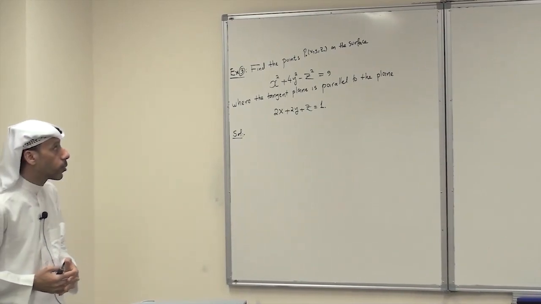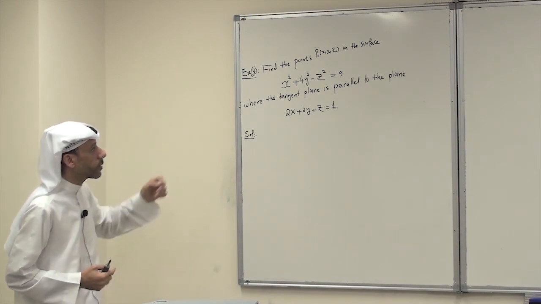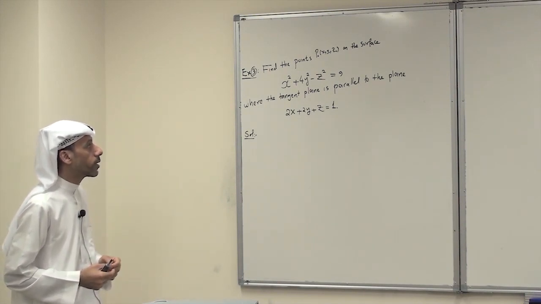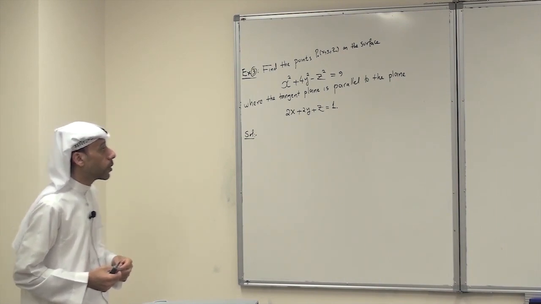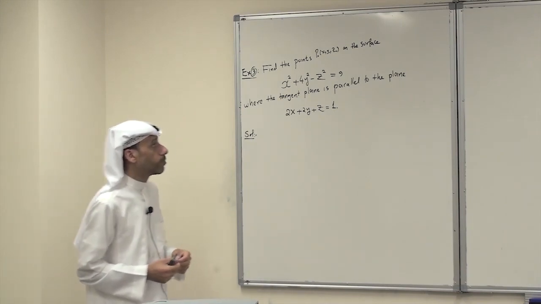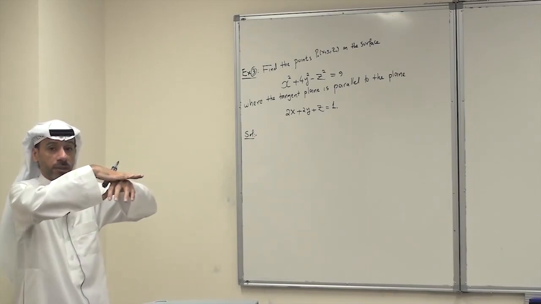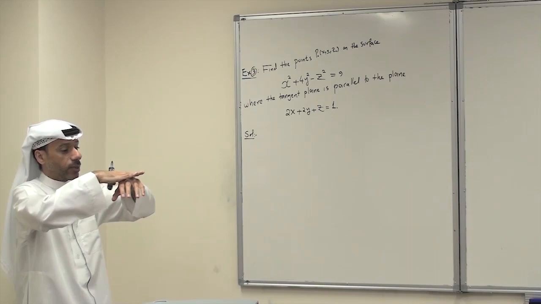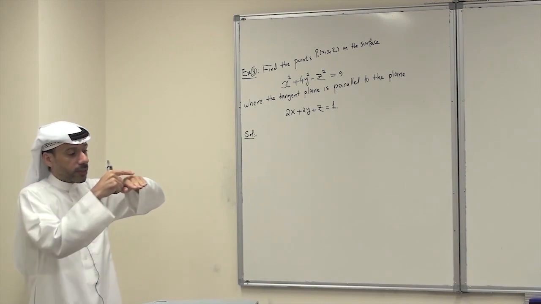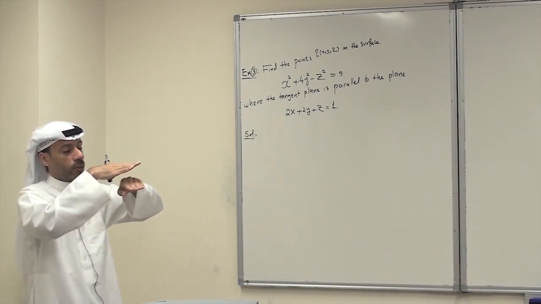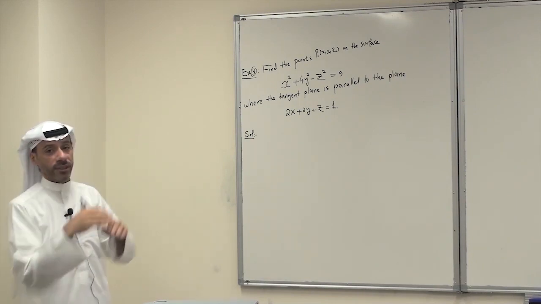Now let's consider the following problem. Find the points (x0, y0, z0) on the surface x squared plus 4y squared minus z squared equals 9, where the tangent plane is parallel to the plane 2x plus 2y plus z equals 1. So we have a surface and we have a tangent plane. This tangent plane is parallel to another plane. We need to find the points on that surface where the tangent plane to the surface is parallel to the given plane.